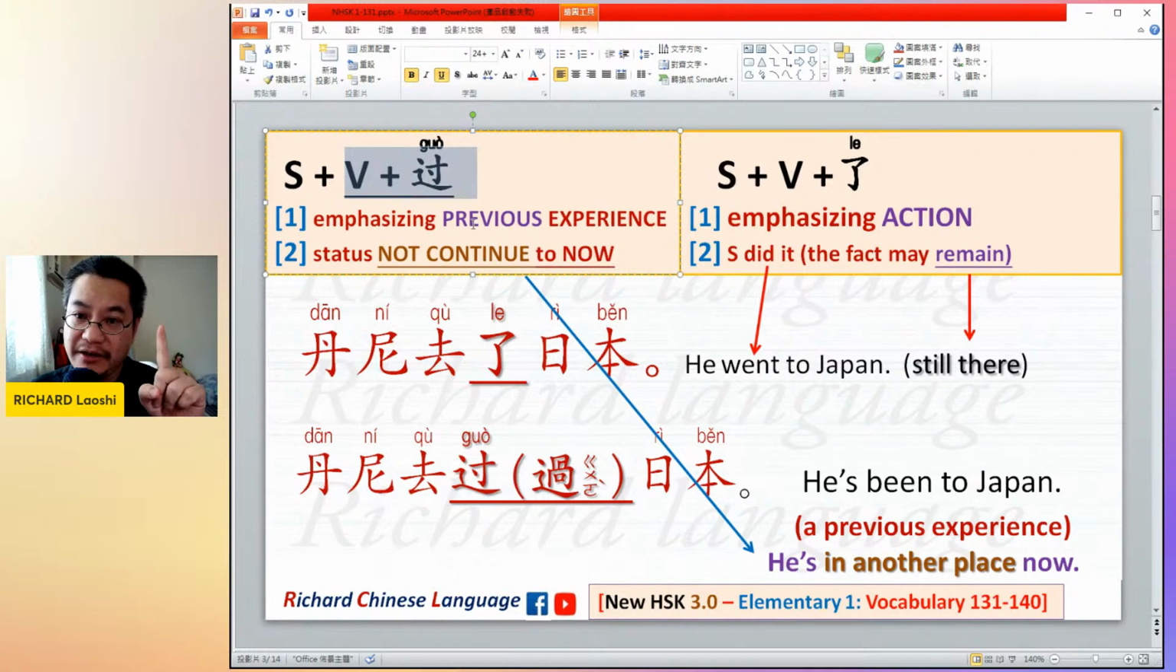And the point of this is you're emphasizing your previous experience. And also the status you're talking about does not continue to the present time, does not continue to now. That's about the past. So that's the true meaning of 过.